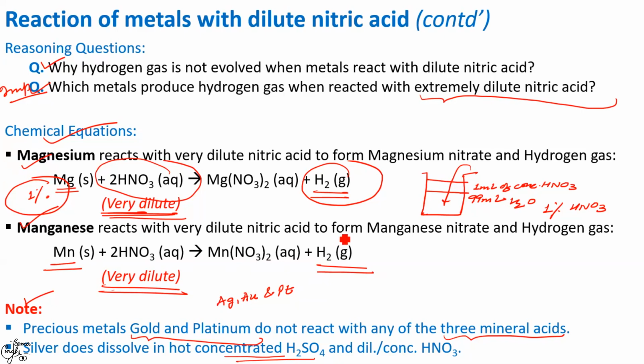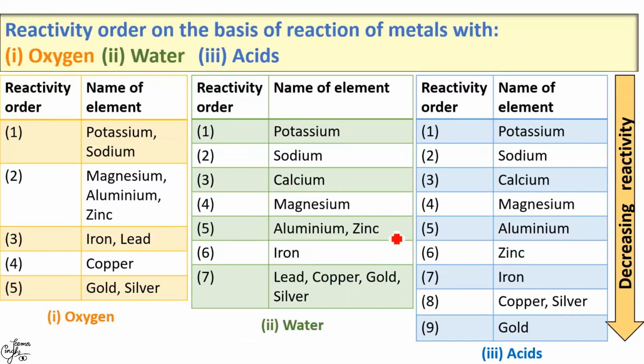So now, on the basis of the reaction of metals with acids, we can update the reactivity series that we obtained from the previous reaction of metals with oxygen and water. The updated series after the reaction of metals with acid looks like this. You can see here, this one.